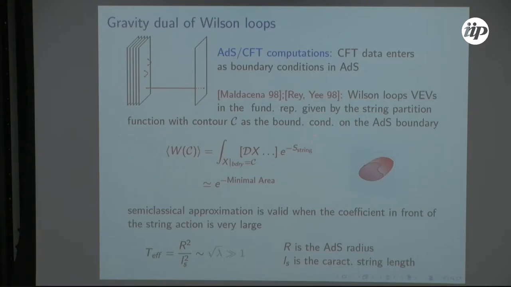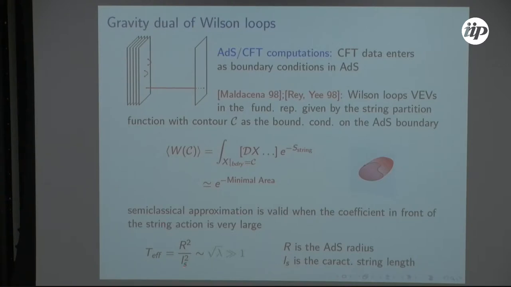What is the coefficient you have in front of the string action? Of course, you have a 1 over alpha prime, or if you want, 1 over the typical string length squared, times you pull out a factor of R squared, where R is the radius of this background of anti-de Sitter where the string is propagating. So the effective tension of the string is not 1 over alpha prime, but R squared over alpha prime. And as I said, for this to be valid, this has to be a very large number.